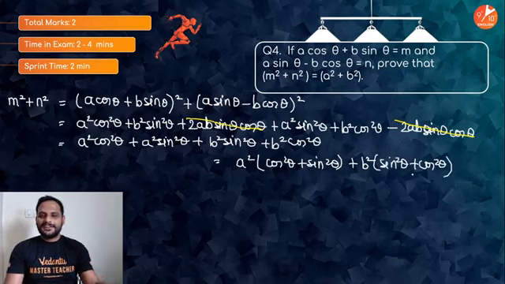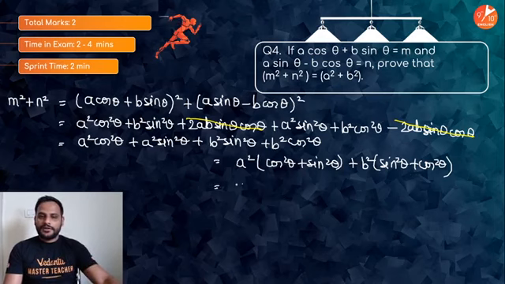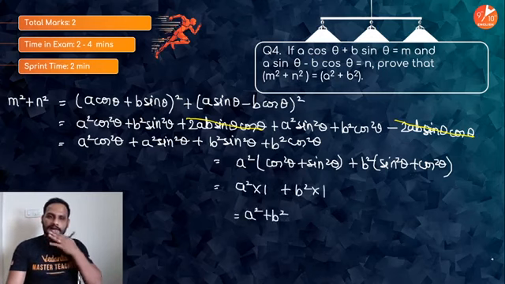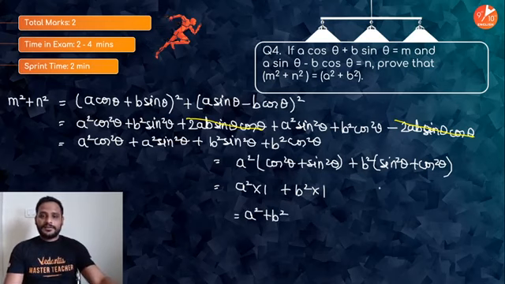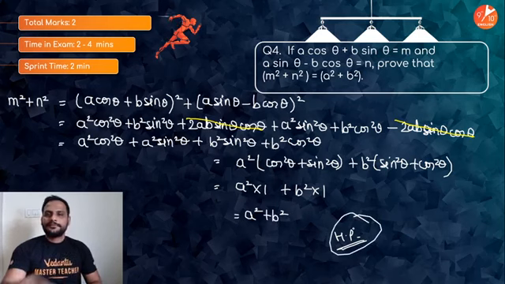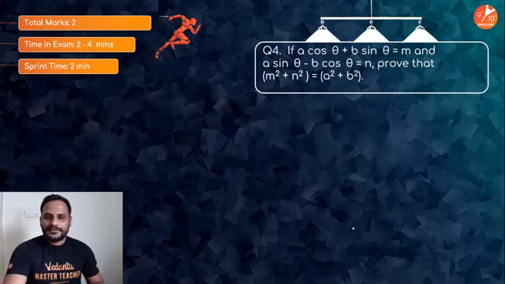And simple identity, sin square theta plus cos square theta is equal to 1. So we have got A square into 1 plus B square into 1. So finally it is A square plus B square. Simple. So we have got LHS is equal to RHS. Clearly say, hence proved. Done. Easy question. Alright. This is how this question can be solved.